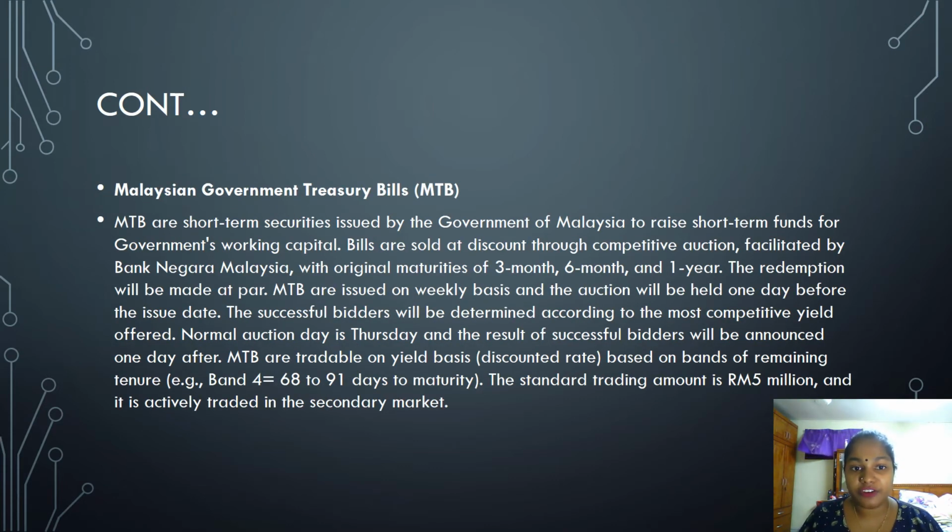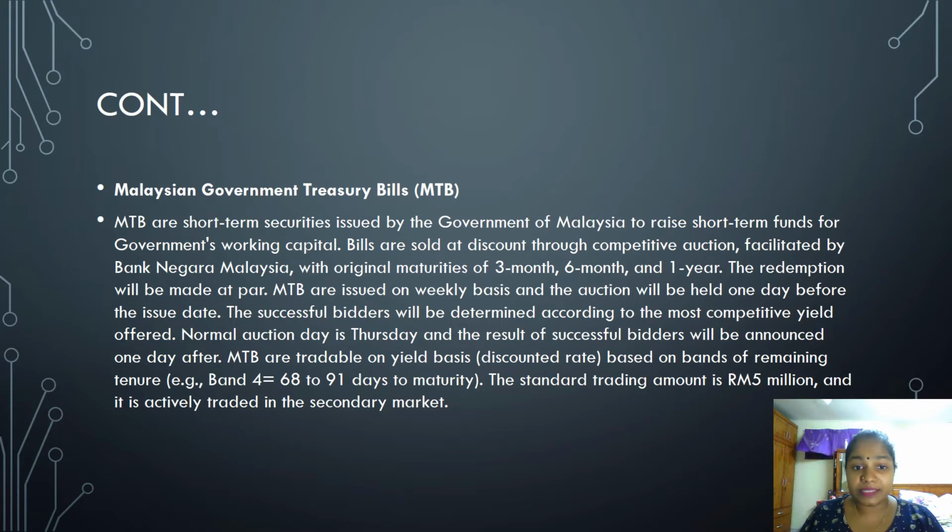Purpose of Malaysian treasury bills. They are short-term securities issued by the government of Malaysia to raise short-term funds for the government's working capital. Bills are sold at a discount through competitive auction facilitated by Bank Negara Malaysia, with original maturities of 3 months, 6 months, and 1 year. The redemption will be made at par.